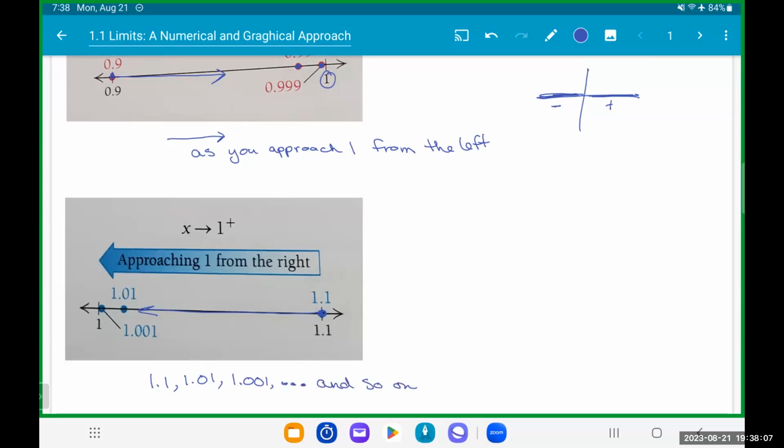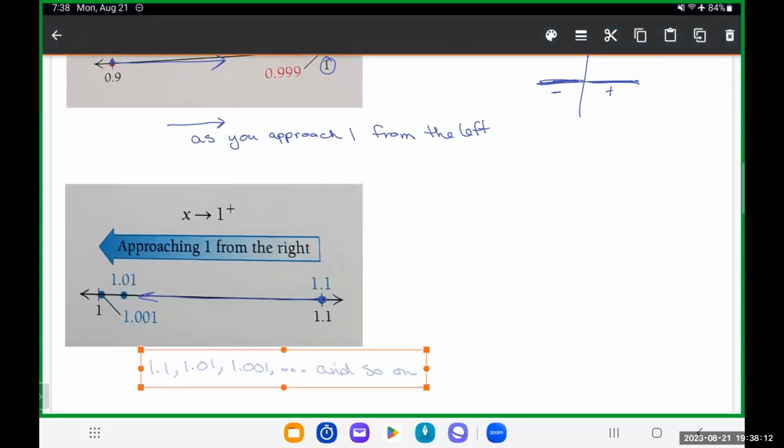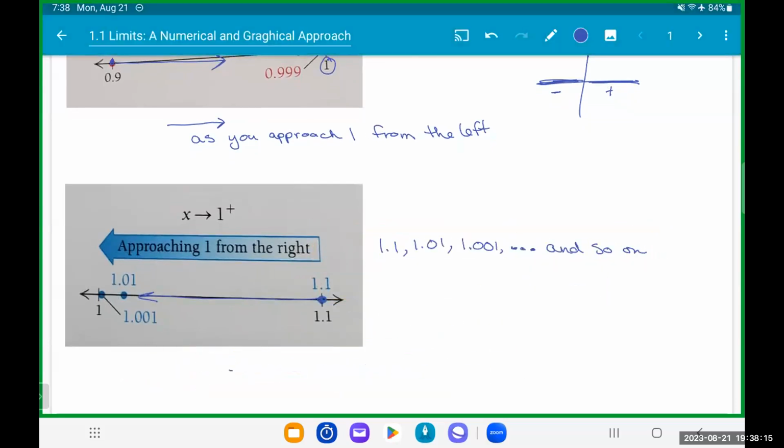And so for this one, you would say that as you approach 1 from the right, and that's why we end up with this x. You read that arrow as x approaches 1 here from the right.